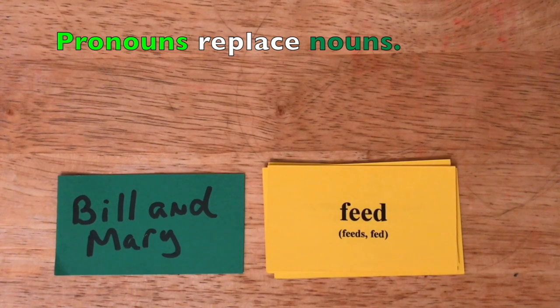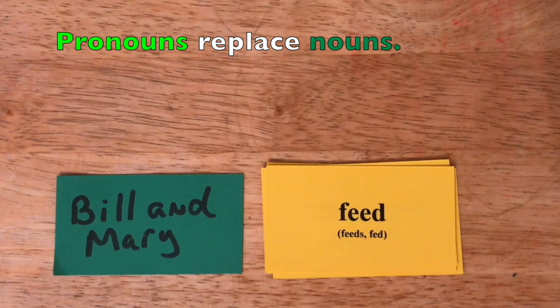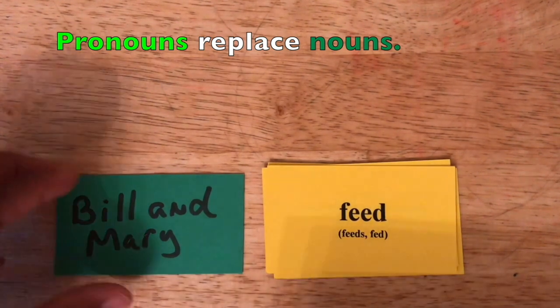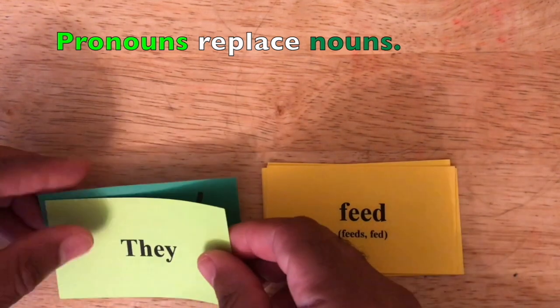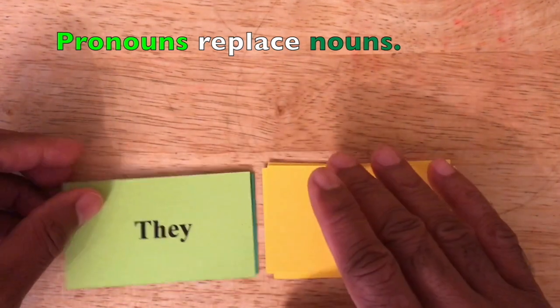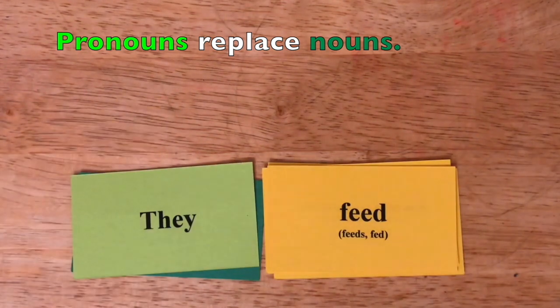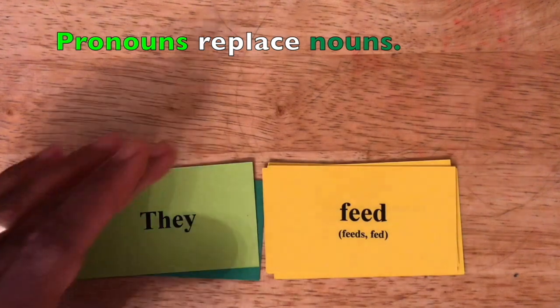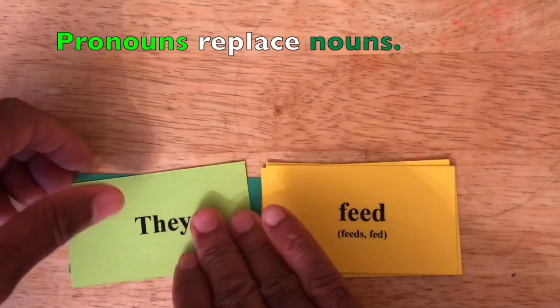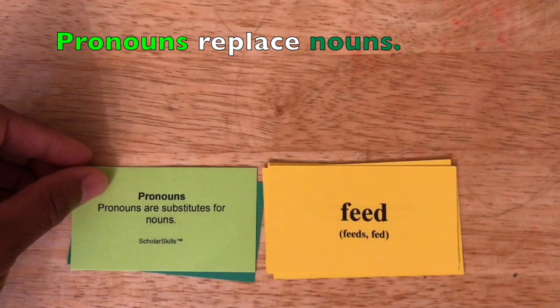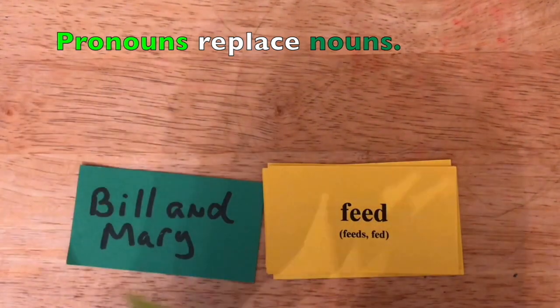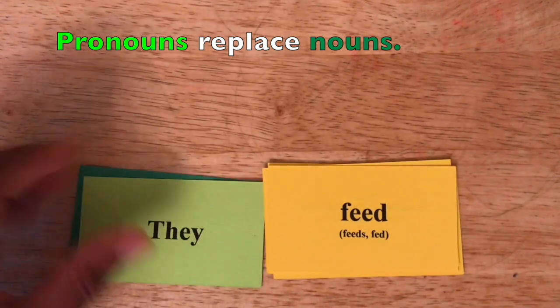I can substitute a word for Bill and Mary. So instead of saying Bill and Mary in every sentence, watch this. Now, I'm going to replace Bill and Mary with they. They feed the dog every day. See what I've done? I've used a pronoun. What's a pronoun? A pronoun is a substitute. Pronouns are substitutes for nouns. And I've replaced Bill and Mary with the word they.